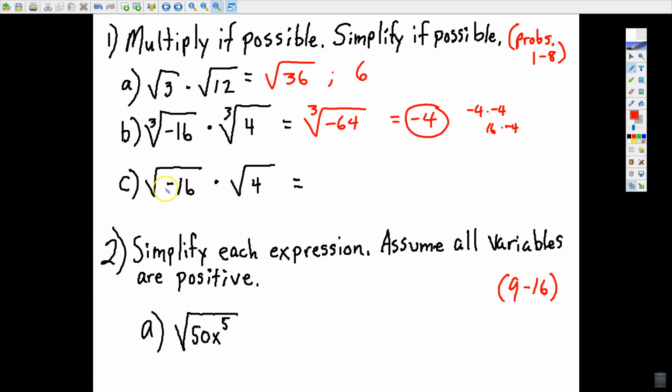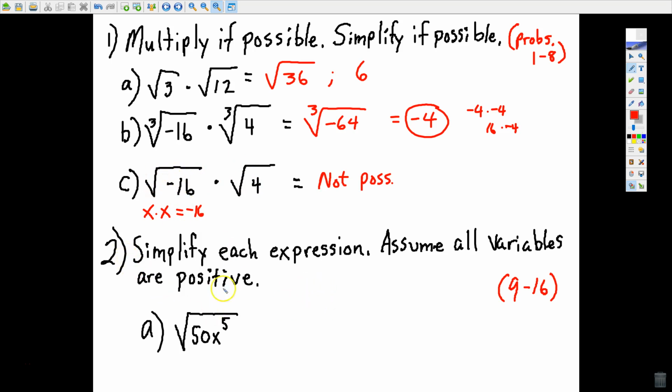Okay, a little problem here, because remember for square roots, even numbered roots, it's not possible to multiply a number 2 times and get something negative. Anytime you multiply 2 negatives together, it has to be a positive. So since this is not real, then the directions say multiply if possible. Well, this one's not possible. Remember, the radical has to be a real number, both of them. This is definitely real, but this one is not.